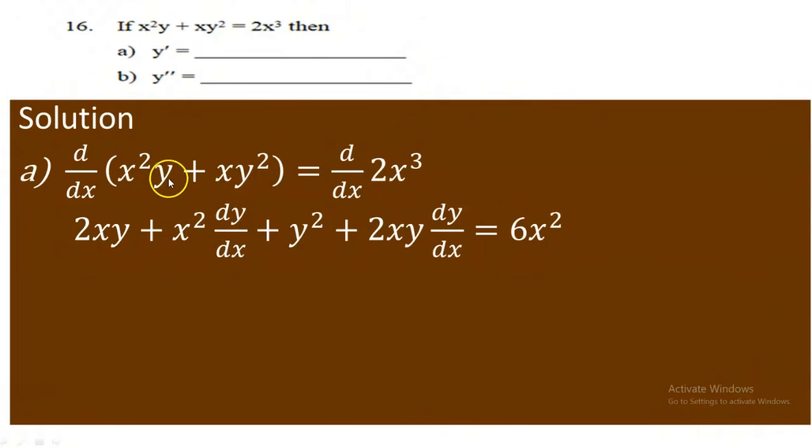Take x squared as it is, and when you take the derivative of y with respect to x, you are having dy over dx. Then plus comes, this plus is directly taken from this one. Now let's derive again this expression. Again, product rule needs to be used.